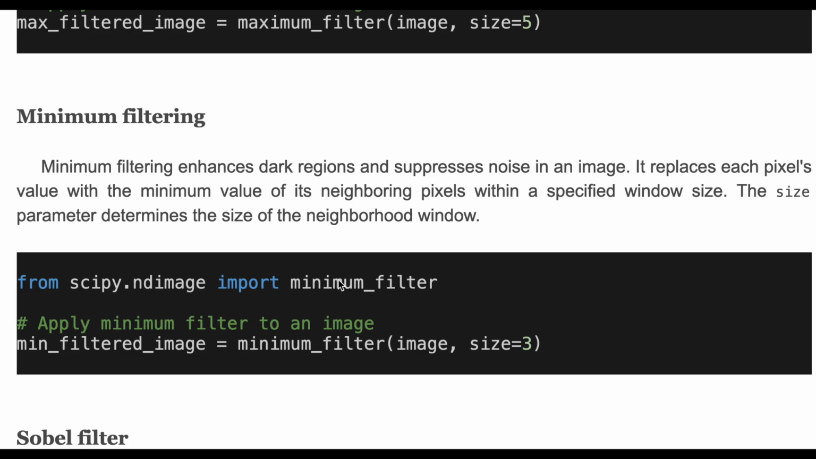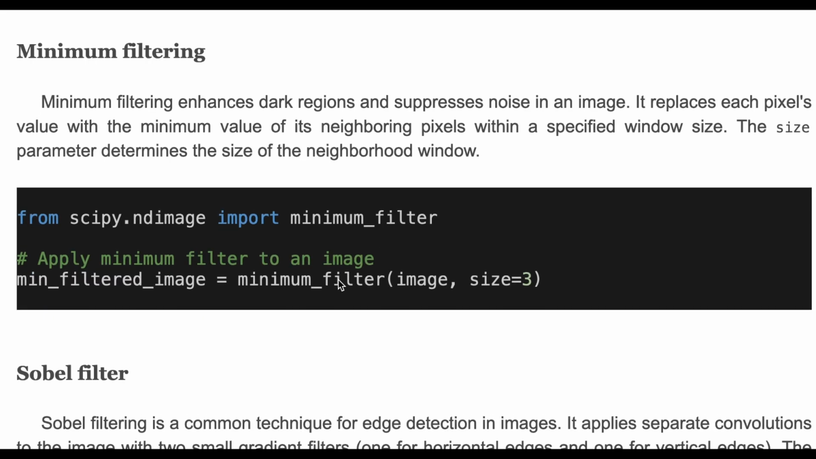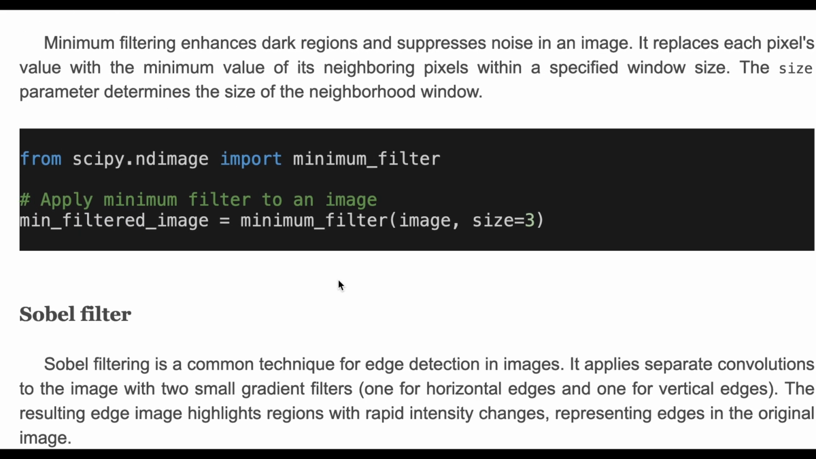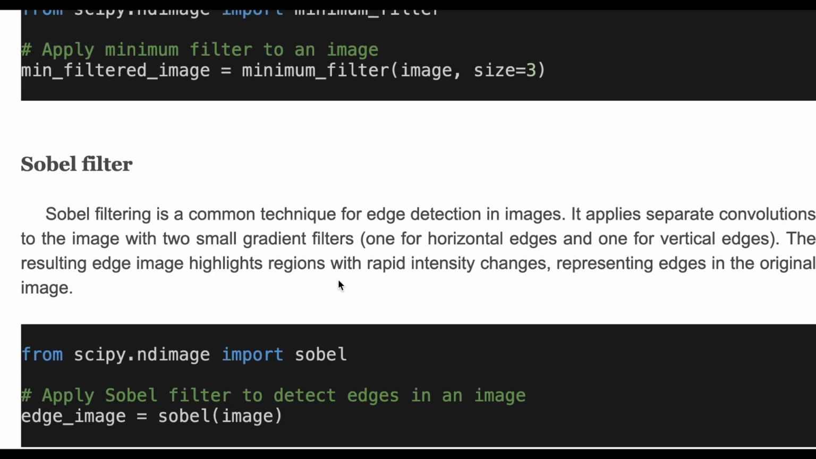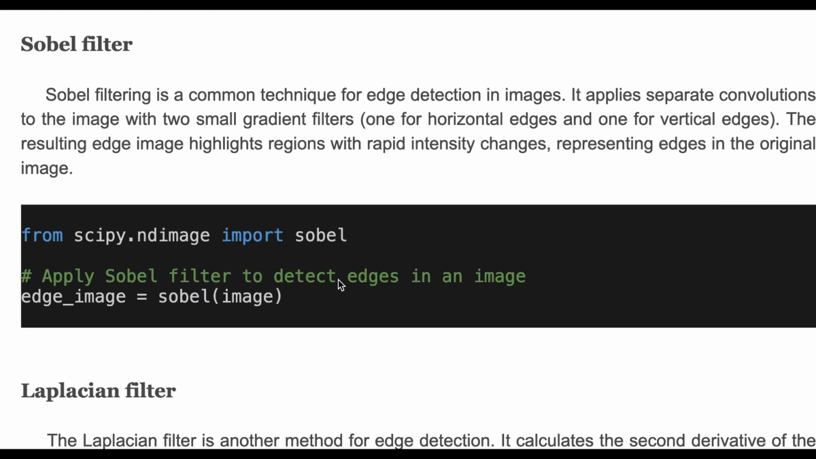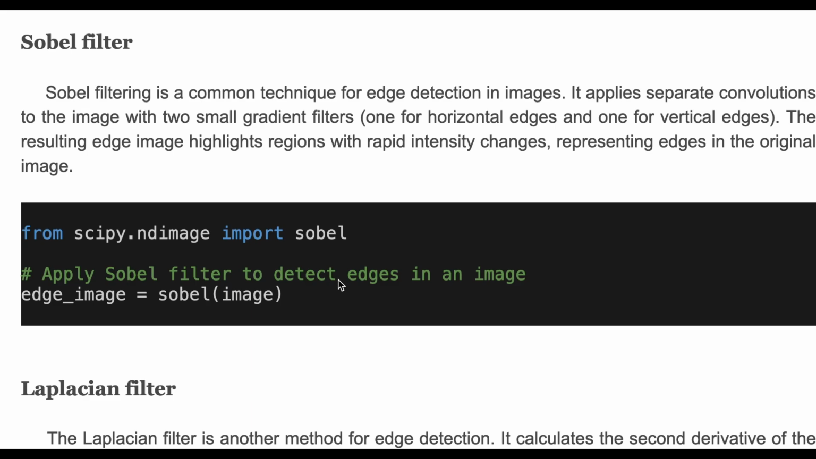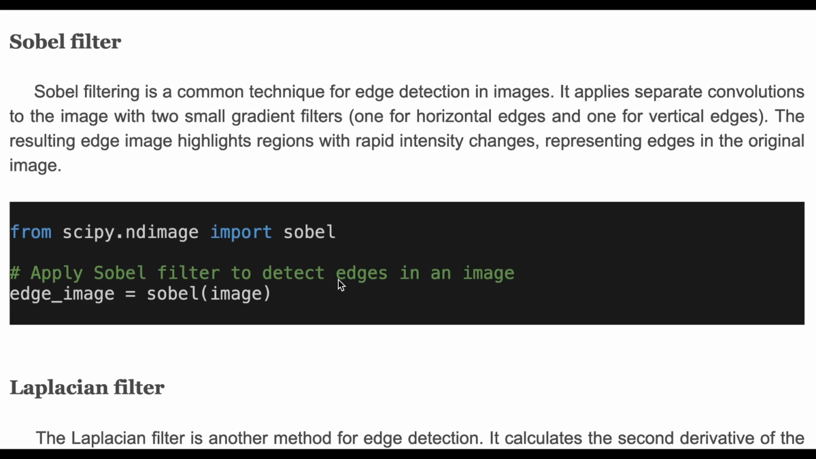Sobel filter is a common technique for edge detection in an image. It applies separate convolutions to the image with two small gradient filters, one for horizontal edges and one for vertical edges. The resulting edge image highlights regions with rapid intensity changes, representing edges in the original image. There is a sobel function, so we can easily use it to apply the Sobel filter to detect edges in an image.